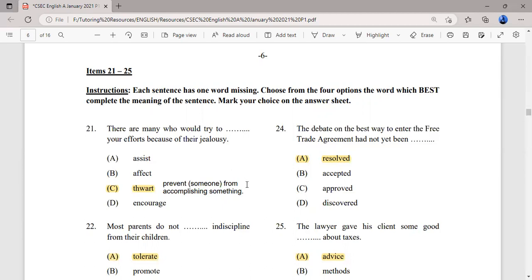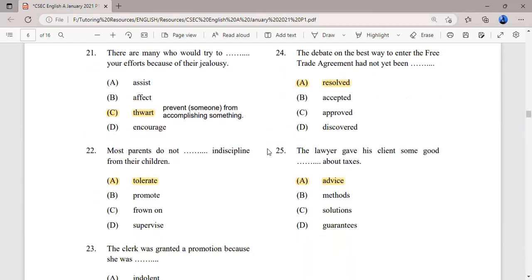Number 21. There are many who would try to dash your efforts because of their jealousy. It can't be tried to assist. It can't be tried to affect. Can't be tried to encourage in this context. So we use thwart. Those who don't know what thwart means, it means to prevent someone from accomplishing something. So that makes the most sense in this sentence.